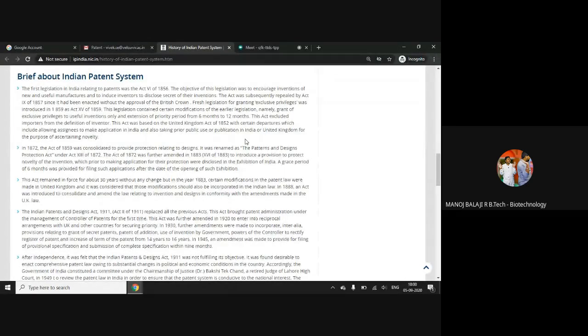In 1872, the Act of 1859 was combined to provide protection relating to designs, and it was renamed the Patents and Designs Protection Act, under Act 13 of 1872. The Act of 1872 was further amended in 1883 as Act 16 of 1883 to introduce an arrangement to protect the inventions which were exhibited at the Indian exhibition before submitting applications for their protection. Six months were given to submit such applications after the opening date of such exhibitions.